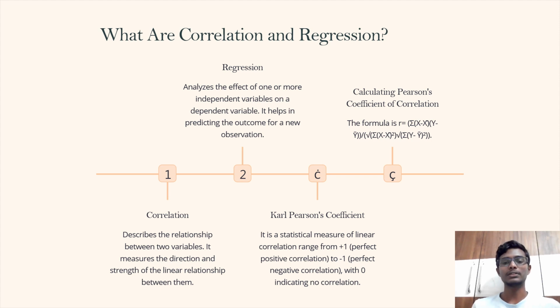And Karl Pearson's coefficient is the statistical measure of linear correlation. It ranges from +1, that is perfect positive correlation, to -1, that is perfect negative correlation, with 0 indicating no correlation. The formula for calculating Pearson's coefficient of correlation is given here. You can see it.